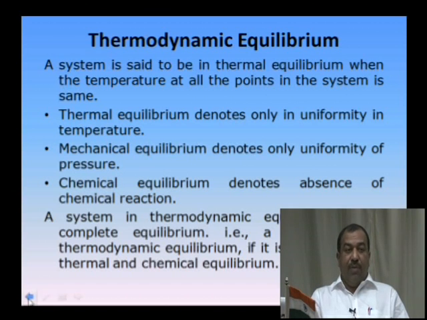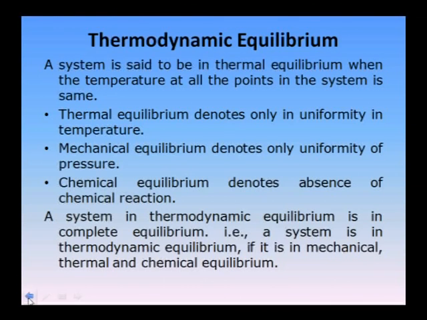Next, mechanical equilibrium denotes only uniformity of pressure. There is no unbalanced pressure inside the system. In the entire system, the pressure will be uniform and identical. Similarly, chemical equilibrium denotes absence of chemical reaction. Two chemicals when initially added undergo reaction till they get neutralized. After neutralization, there will not be any chemical reaction. That condition we call chemical equilibrium.